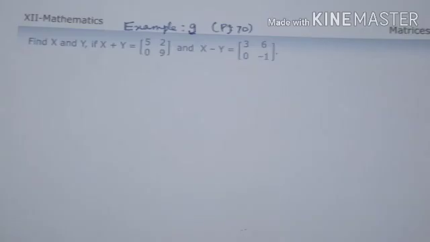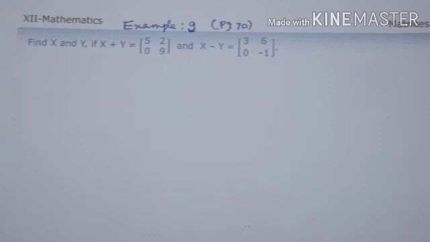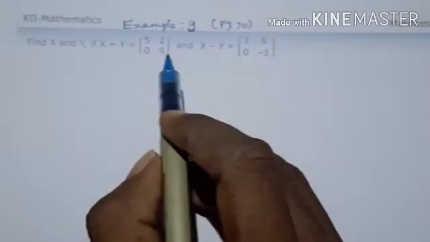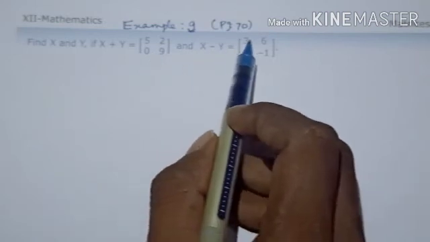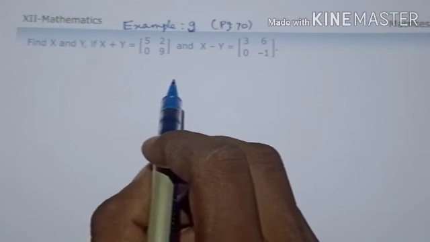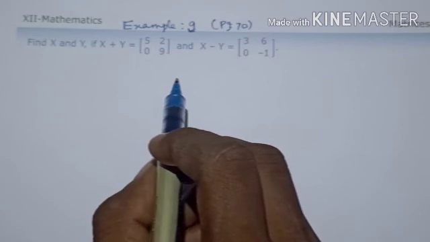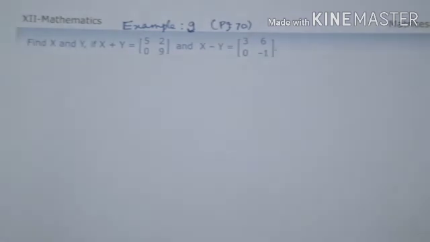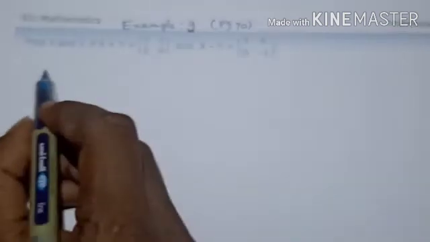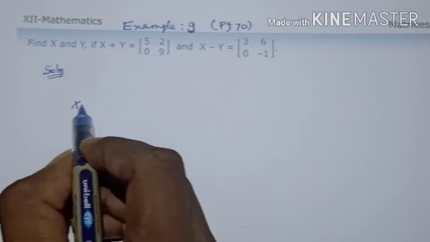So now example 9, which is from page number 70. Find x and y, if x plus y is equal to [5 2; 0 9] and x minus y is equal to [3 6; 0 -1]. It's very simple. How can you solve equations in linear equations, two variables? The same way you can solve this matrix equation also. So now we will add these two equations first.